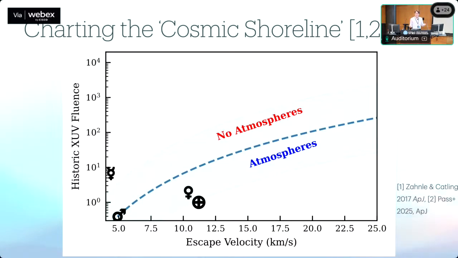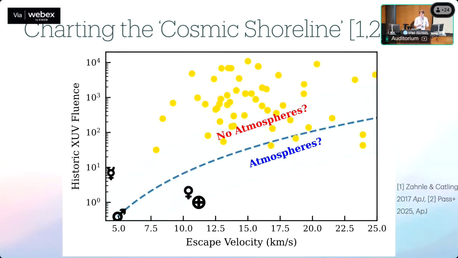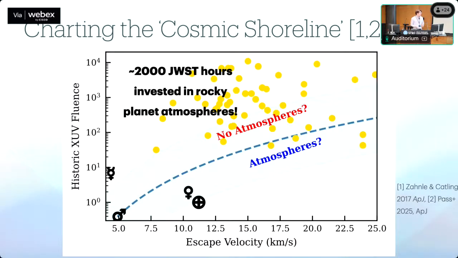One of the really exciting questions that we're starting to be able to answer with JWST is whether this dividing cosmic shoreline concept, calibrated from the solar system, is applicable to rocky planets around other stars. Almost 2,000 hours of JWST time have been invested in rocky planet atmosphere observations. So understanding what they can tell us, even in cases of null detections, is really crucial.